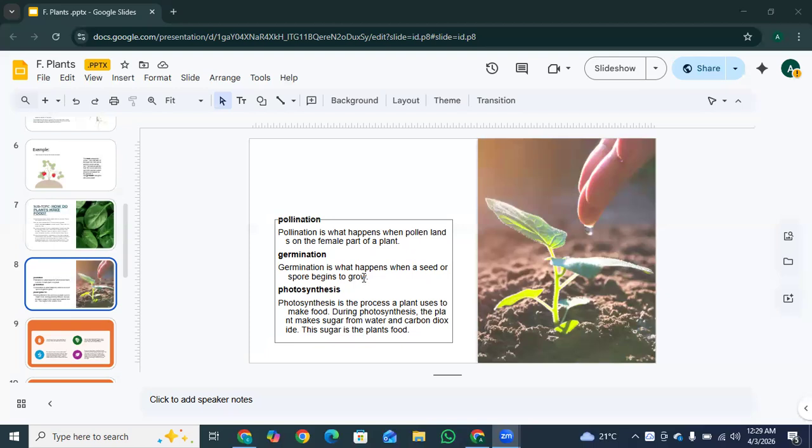Okay, and photosynthesis, as I have told you, is a process a plant uses to make food. During photosynthesis, the plants make sugar from water and carbon dioxide. This sugar is plant food.